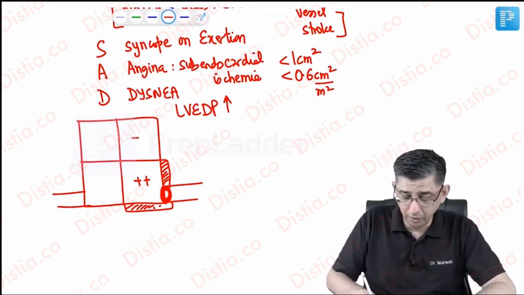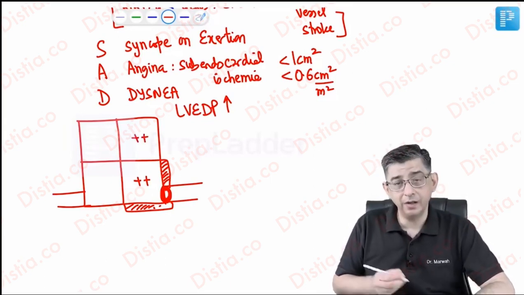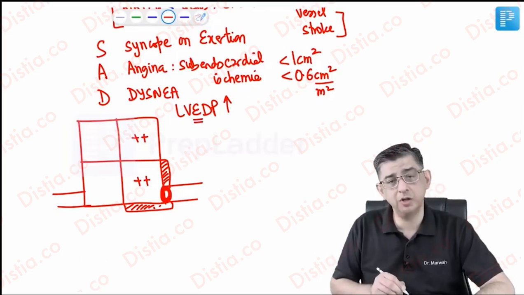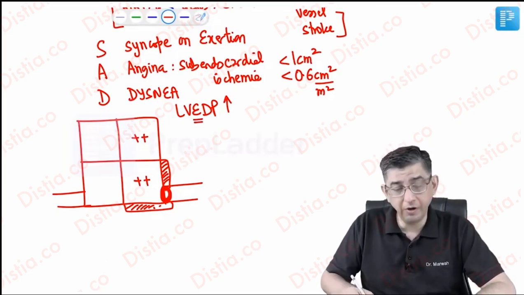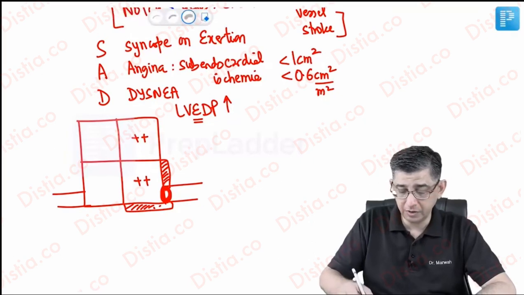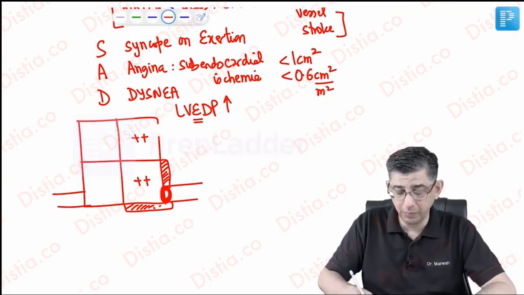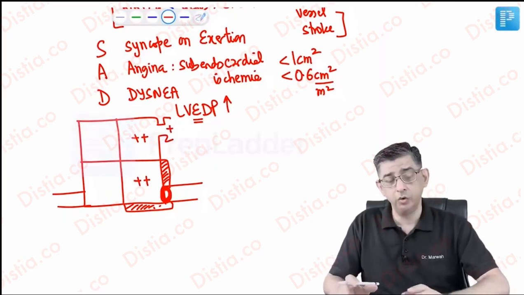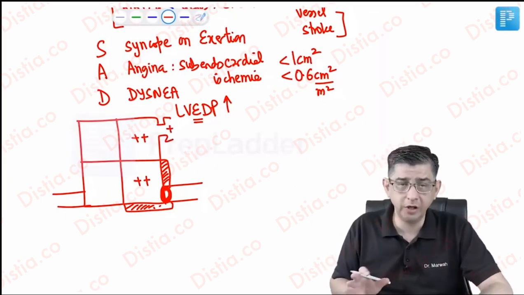So I'm putting a double plus sign here to say that in this particular case, this elevated left ventricular end diastolic pressure will mean that even the left atria will have to generate more force. And since I'm increasing the pressure gradients here, definitely this pressure gradient will also be transmitted to the pulmonary circulation. Mark my words there. I'm not saying that there is any pooling of blood due to backflow of blood. No, I'm not talking about any backflow of blood.